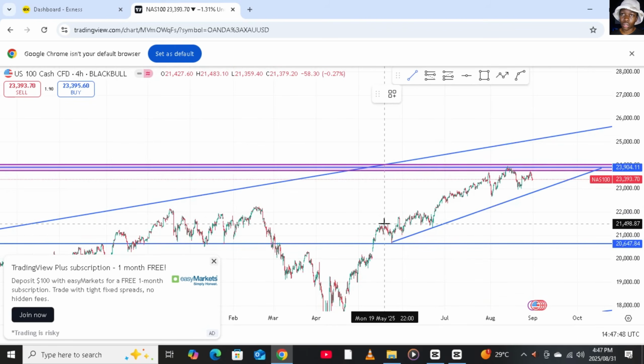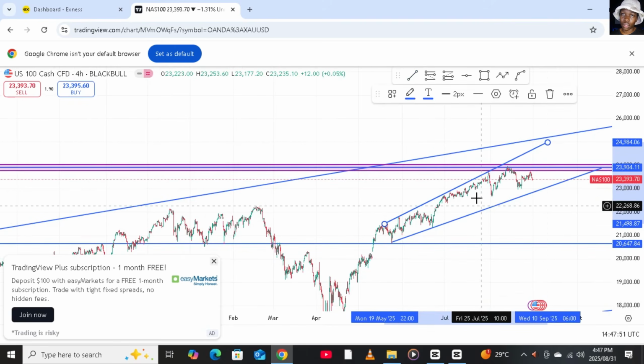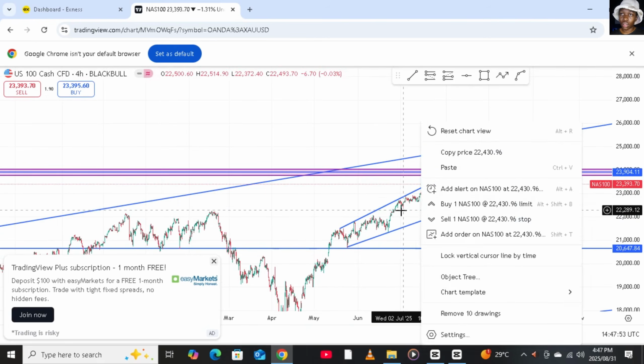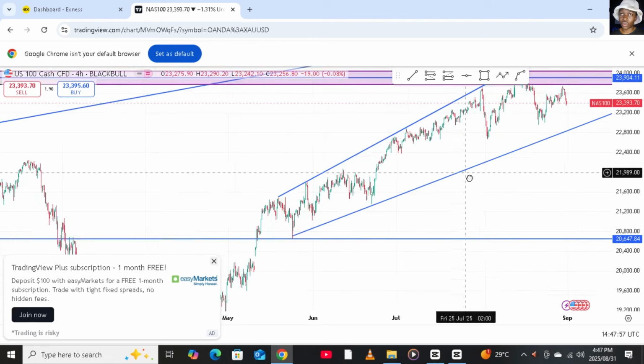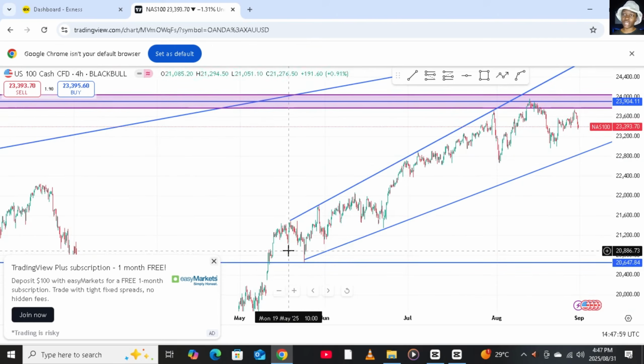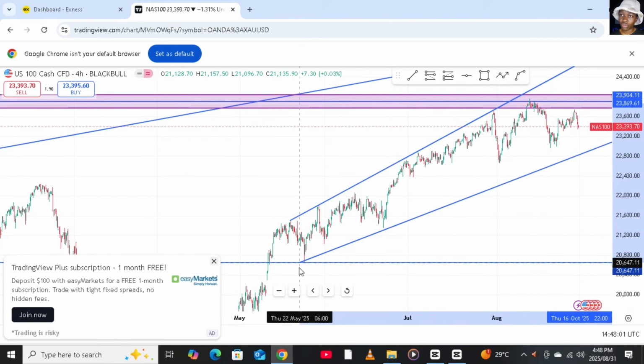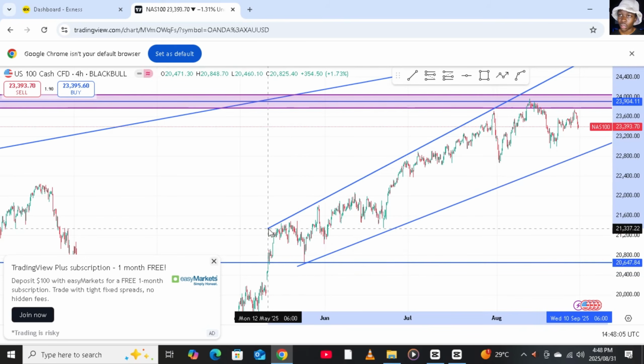And then another trend line going like this. Let me just zoom in for you to actually see. So guys, this is what we have. I'ma just repeat what I did in the daily time frame. Let me show you what I mean.